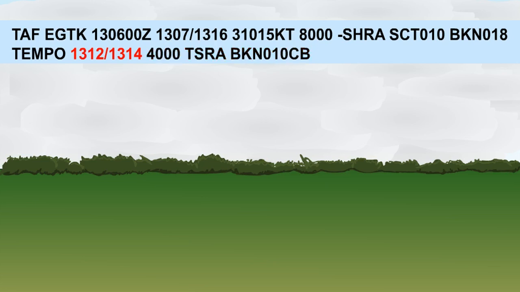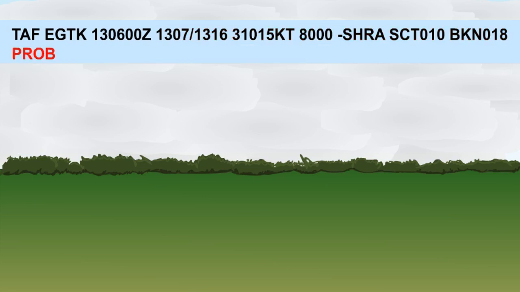Between the 13th at 1200 Zulu and the 13th at 1400 Zulu, the visibility will fall to 4,000 meters, with the weather being thunderstorms and moderate rain. There will be 5 to 7 oktas of cumulonimbus cloud at 1,000 feet. However, after 1400, the weather will return to the base conditions specified here.